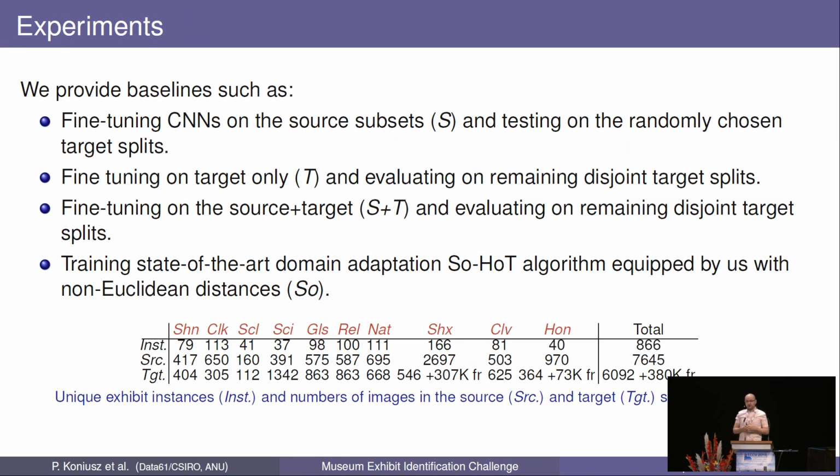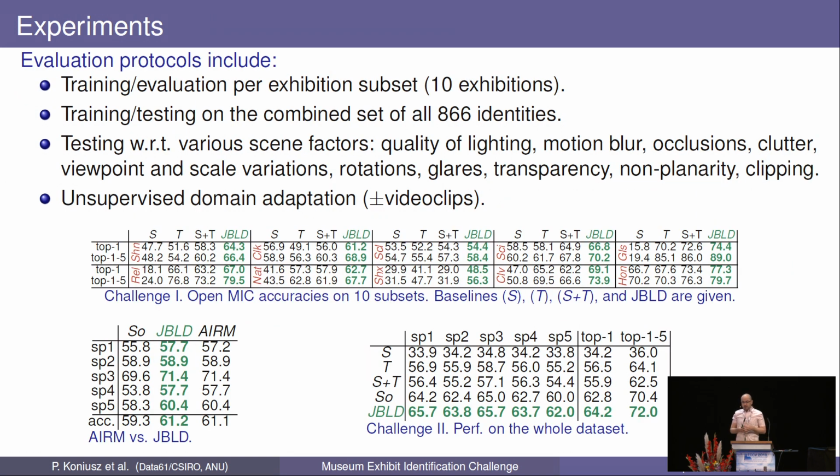So for the experiments, we have several baselines. We train our algorithm on the source data, target data, source plus target. We also evaluate it with the alignment for the Euclidean distance. Challenge one essentially shows the results, which are the breakdown with respect to the 10 exhibition spaces. Aligning source and target statistics via JBLD distance is always better than just training on source plus target. Also, affine invariant Riemannian metric tends to perform a little bit better than Euclidean distance.